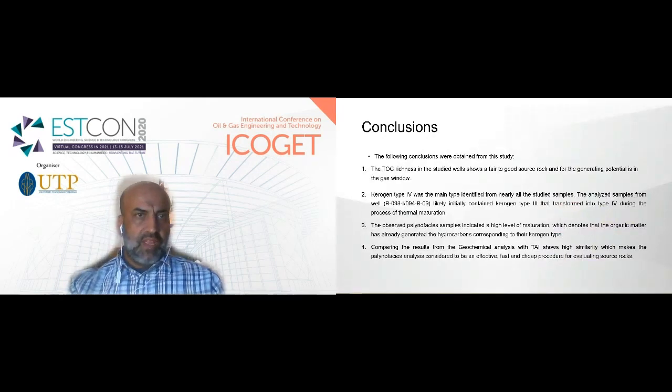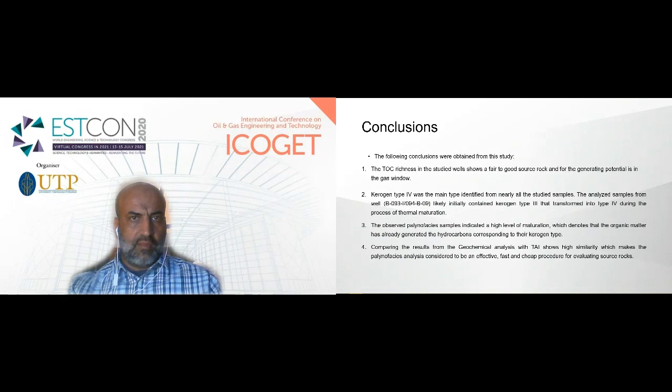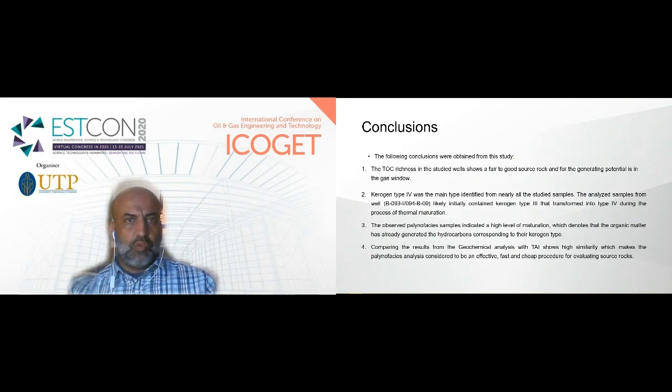As for the conclusions, the following conclusions were obtained from this study. The TOC richness in the studied wells shows a fair to good source rock, and the generating potential is in the gas window. Kerogen type 4 was the main type identified from nearly all studied samples. The analyzed samples from well B93I likely initially contained kerogen type 3 that transformed into type 4 during the process of thermal maturation.